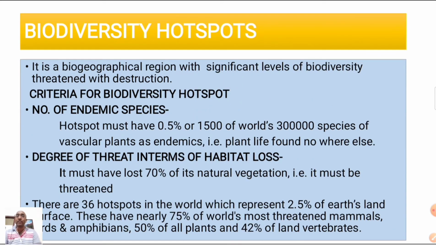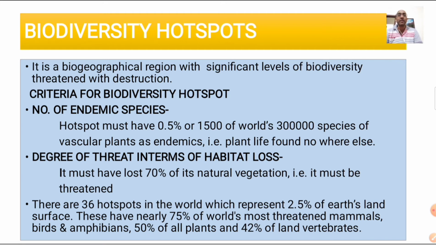As far as biodiversity is concerned, a biodiversity hotspot means a biogeographical area with significant levels of biodiversity threatened with destruction. That means there is a sufficient amount of threatened species in that area. That can be considered as a biodiversity hotspot, so that those threatened species can be conserved. So there are criteria that have been fixed to make a particular area a biodiversity hotspot.